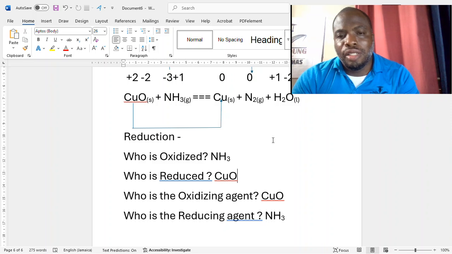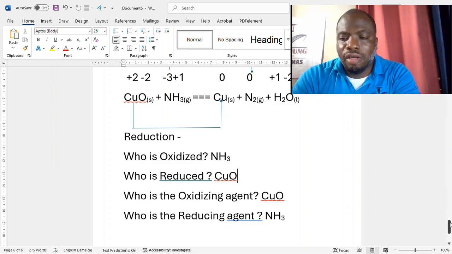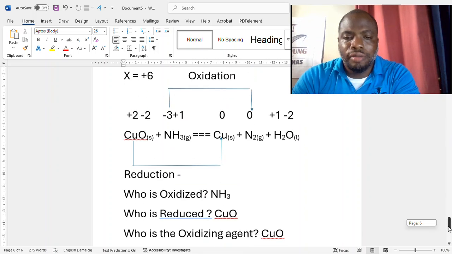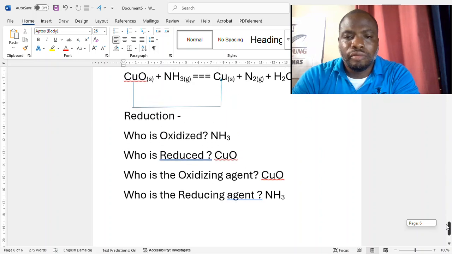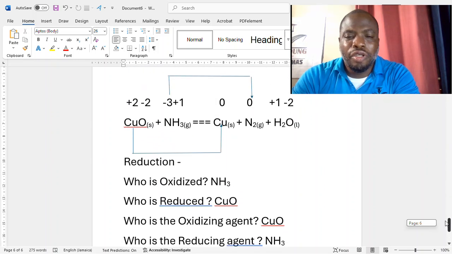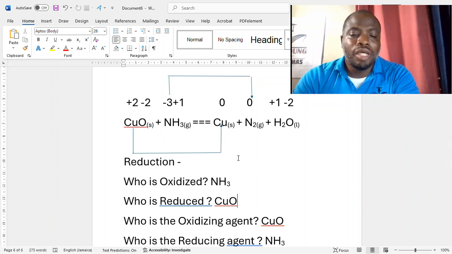So again, once you can assign oxidation numbers to any compound in the equation, you should be able to use that information to deduce who is being oxidized, who is being reduced, who is the oxidizing agent, who is the reducing agent.